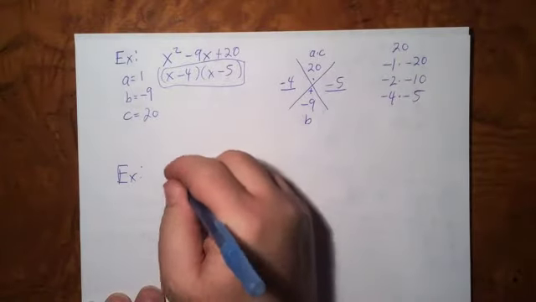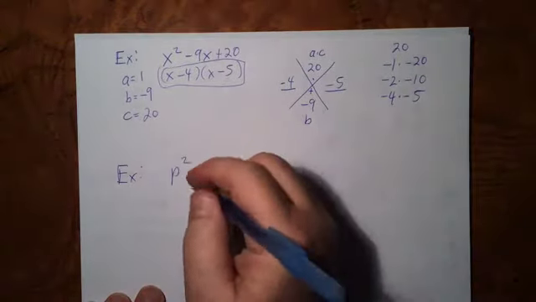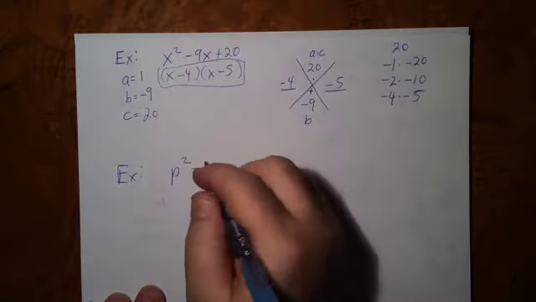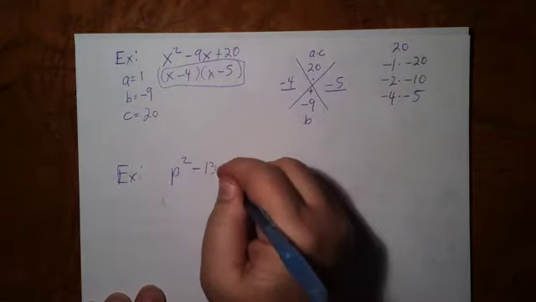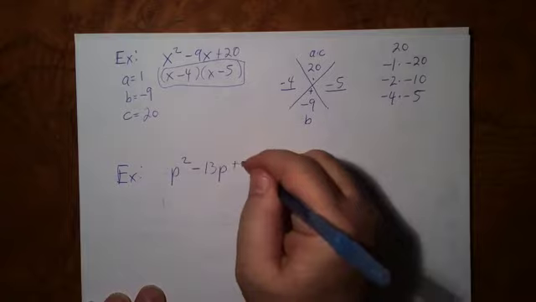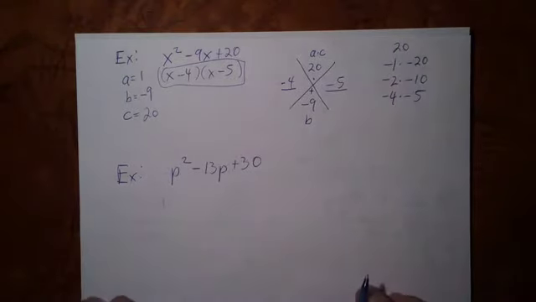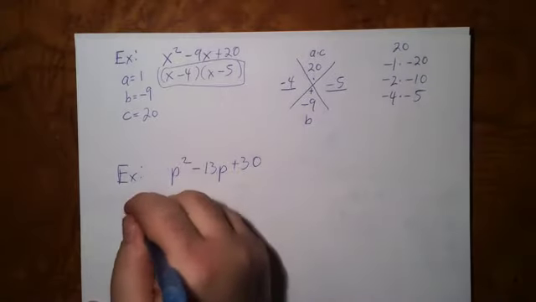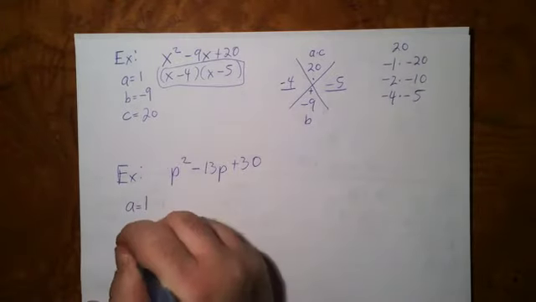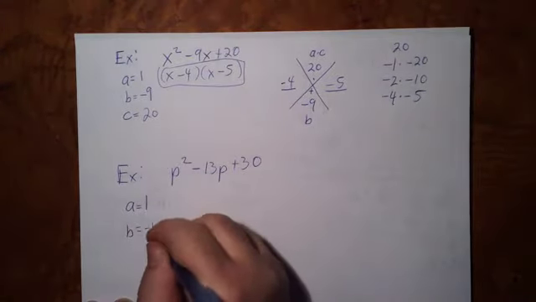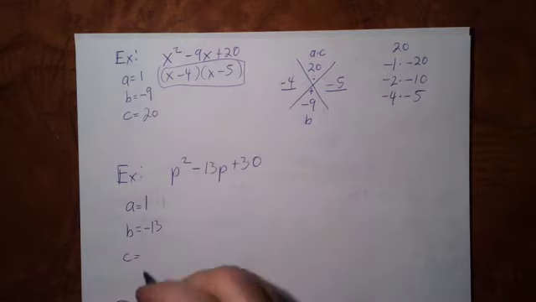Let's go with p squared minus 13p plus 30. So again, let's take a look at the values of a, b, and c. A being equal to 1, b being equal to negative 13, and c being equal to 30.